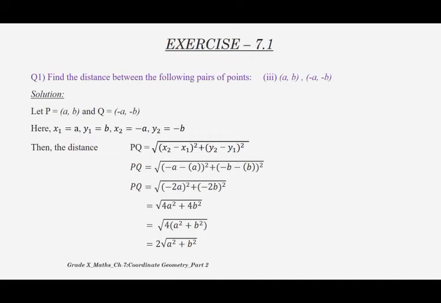We will do the third part, which has 2 points, (a, b) and (minus a, minus b). First, let us assume the first point to be P and the second point to be Q. So we have x1 as a, y1 is b, x2 is minus a, y2 is minus b. Then by using the distance formula and substituting the values, the final answer after solving will be 2 into root of a square plus b square.